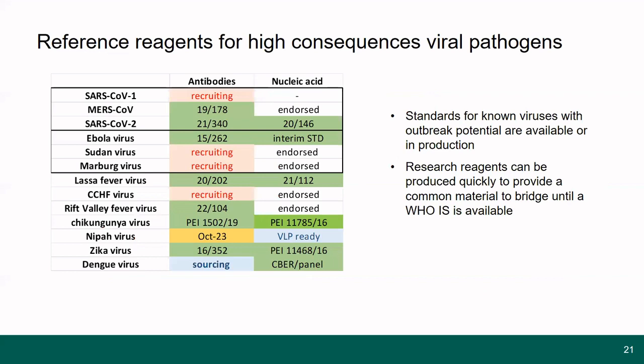And I'll stop here. So there are a lot of reference reagents for high consequence viral pathogens. They are not all with NIBSC. There are three that I mentioned with custodian labs. One is the Paul Ehrlich Institute and the other one is CBER in the USA. And we are currently recruiting for some studies. Jan, I think, is recruiting for one, and we are still recruiting for Sudan, if anyone is interested. And Emma is currently recruiting for SARS-1, and I'm doing the MPOX, and I'm going to send out a questionnaire in the next few weeks.